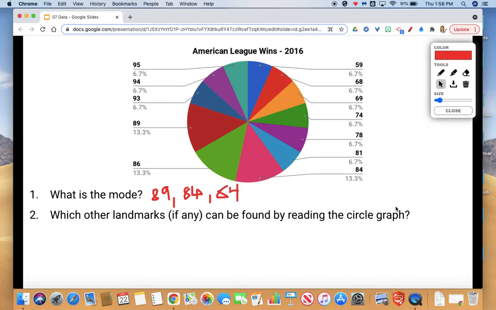Which other landmarks, if any, can be found by reading the circle graph? It's kind of challenging. It would take a lot of work to figure out. You don't know exactly the number of data points, so you really can't write this data out in order from least to greatest; you'd have to guess how many of each of these fall in your data set. So it's really challenging to figure out the mean and the median. You can find the maximum and minimum, that would be your smallest number and your largest number, which also allows you to find your range. But the mean and median would be much more challenging to figure out.